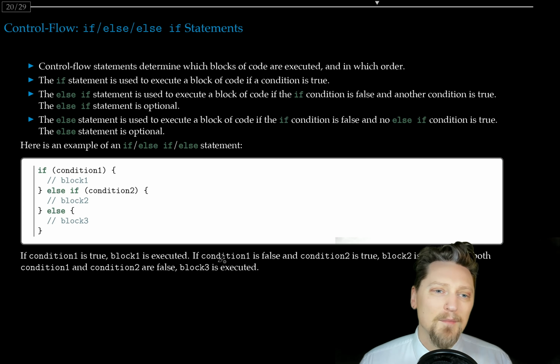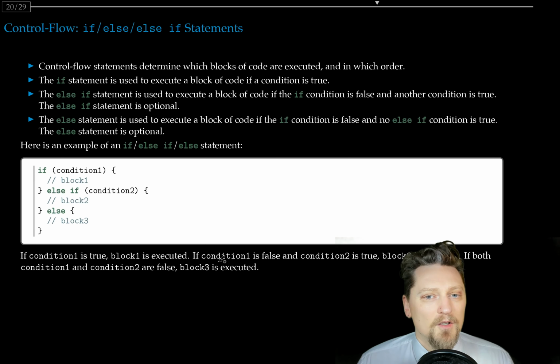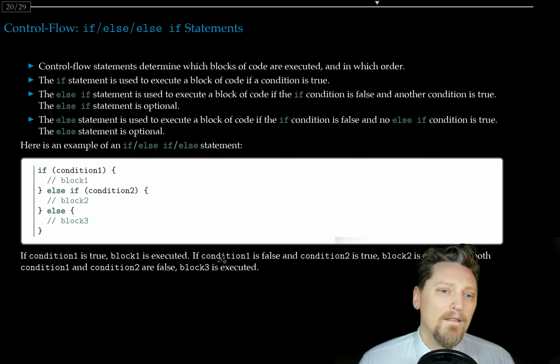The if statement is used to execute a block of code if a condition is true. So we're using logic here, right? If this, then that. The else-if statement is used to execute a block of code if the if condition is false and another condition is true. The else-if statement is optional. You don't have to use it.